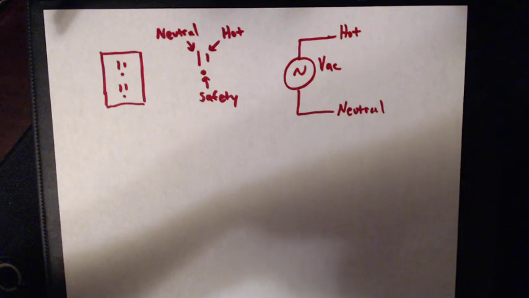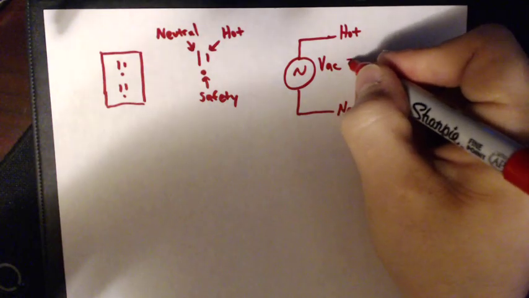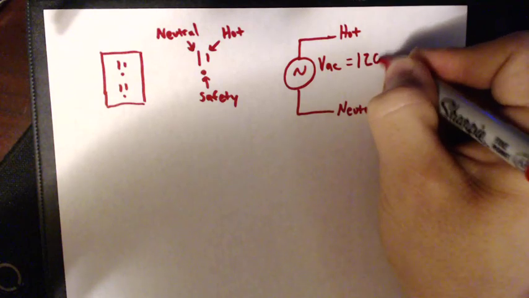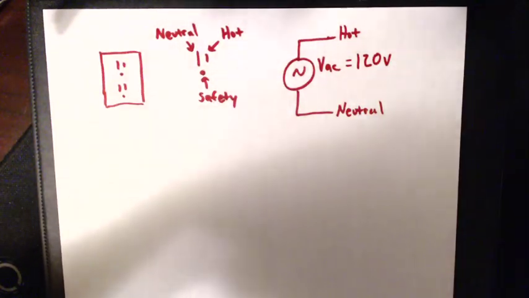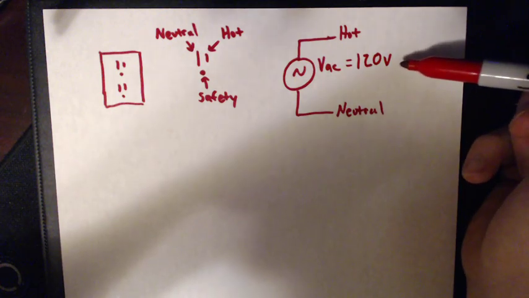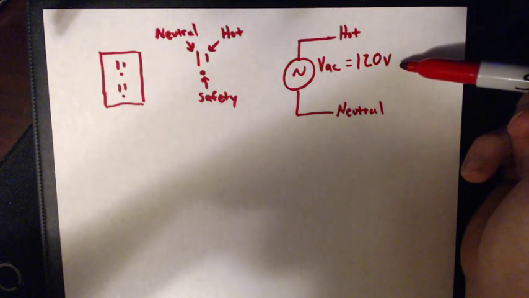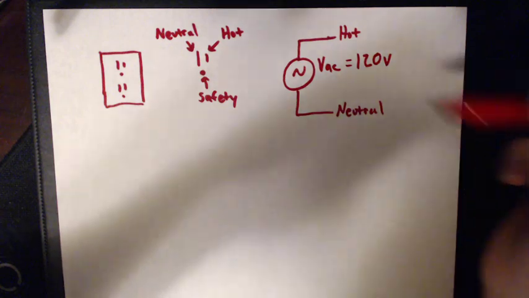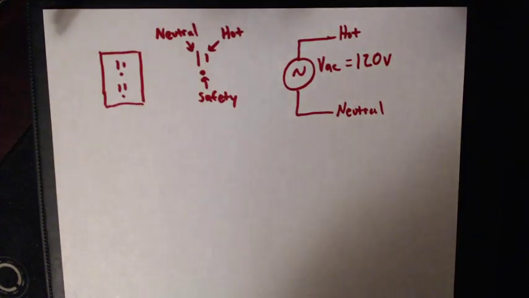Okay, so think about that for a second. Think of a number. I'm thinking of a number as well. We're going to go with 120 volts. Notice I haven't said peak, peak to peak, or RMS. So what on earth is this, right? So let's go ahead, let's draw a graph.